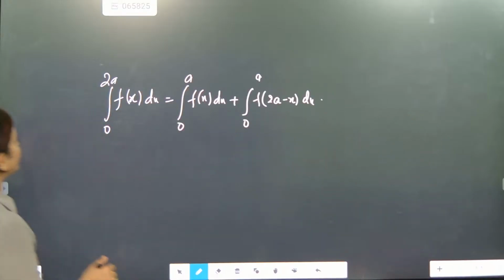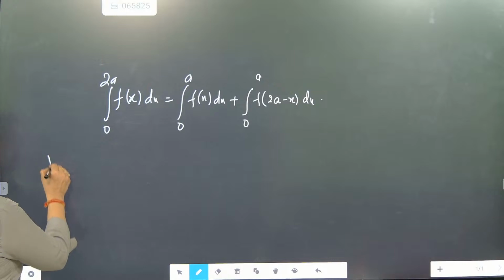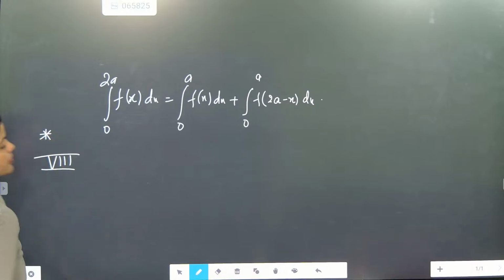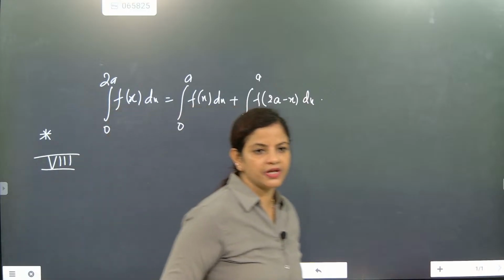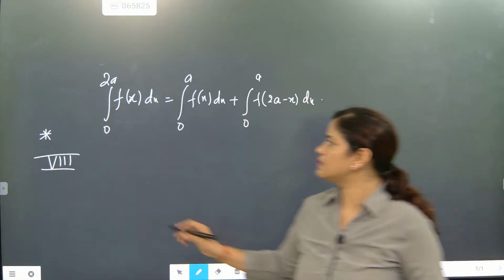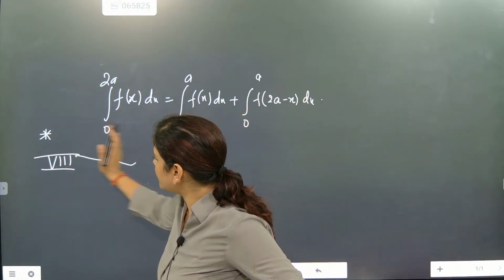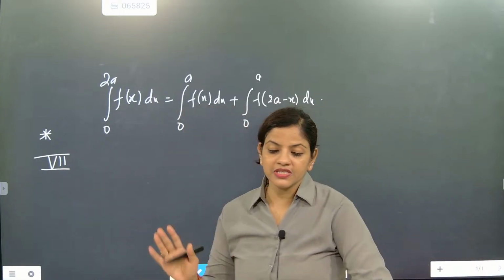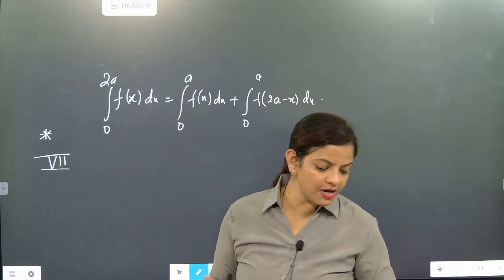Property number 8 is very, very important. Note it down. This is a star mark property, because some questions are coming based on this, beta. Property number 7 is most important. I have given it a star mark.